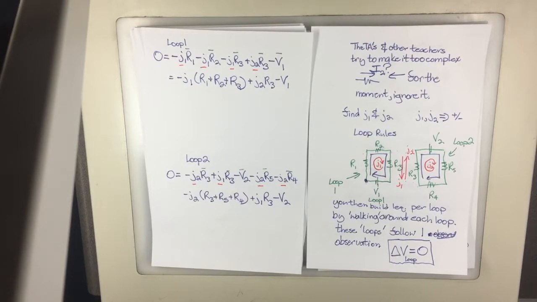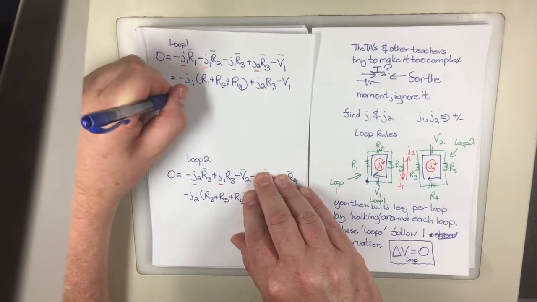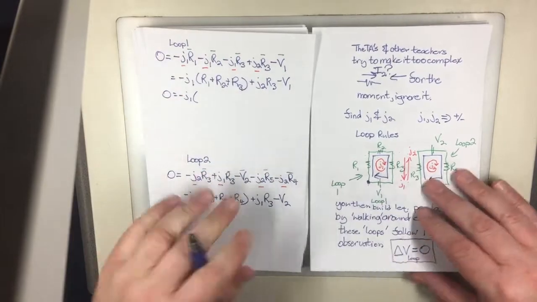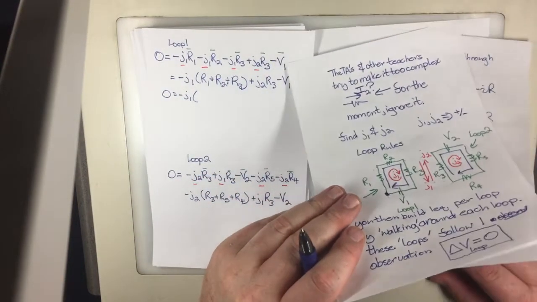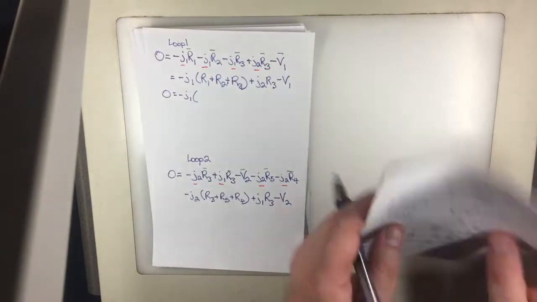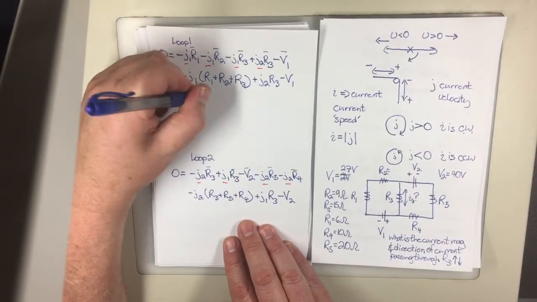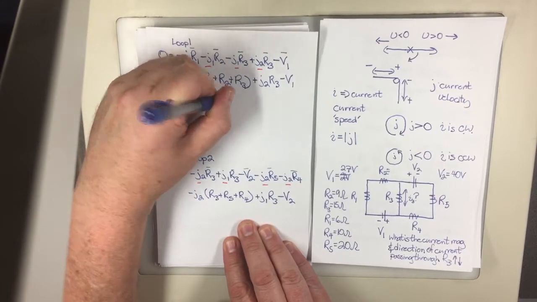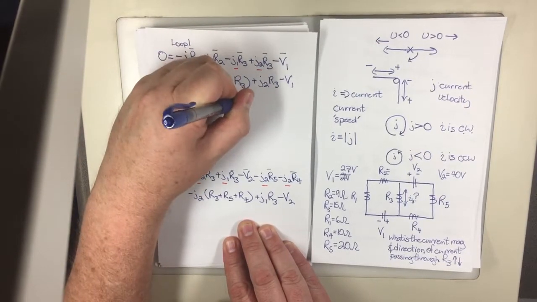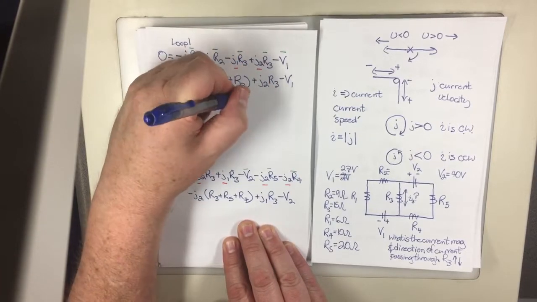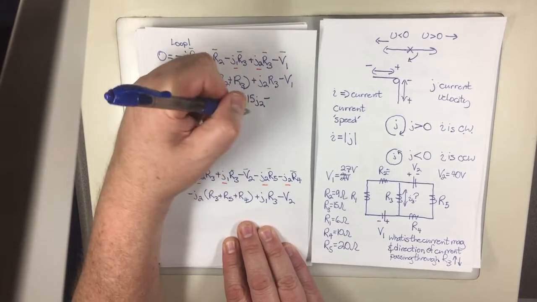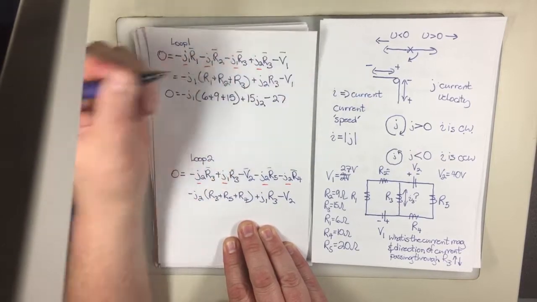It's at this point where we finally see Dr. Eschenberg say, okay, fine. This is the perfect opportunity to plug and chug. And I'll do it, and I'll tell you why. This is negative J1 times R1 6, R2 9, R3 15, plus J2 R3 15, V1 is 27.